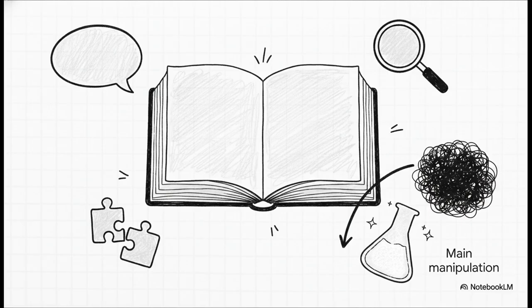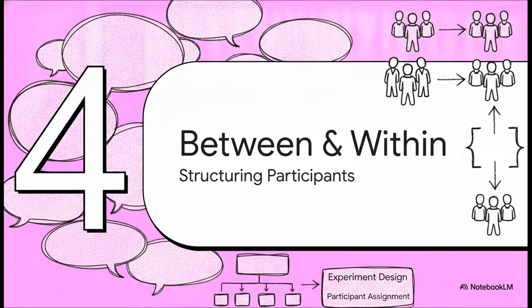You have to be relentlessly careful not to accidentally contaminate your main manipulation. If you describe the fun manager as also being super generous with end-of-year bonuses, you've completely muddied the waters. You no longer have any clue if the participant likes the manager because they're fun or just because they pay well. All right, Section 4, between and within subjects.